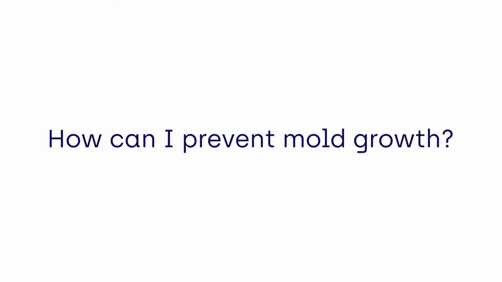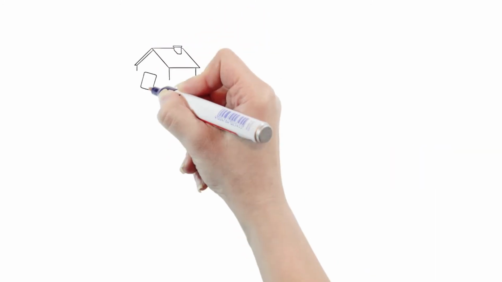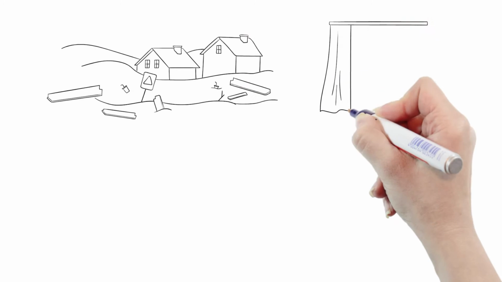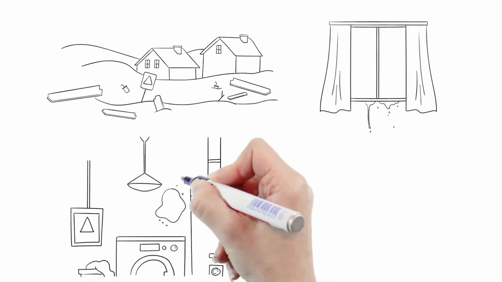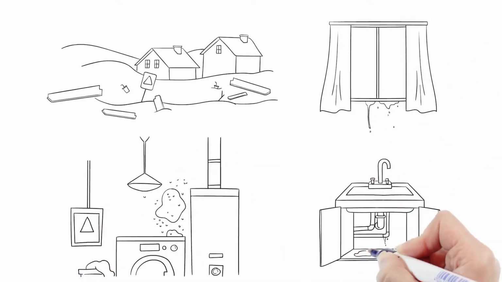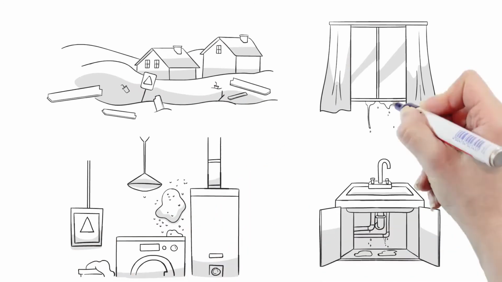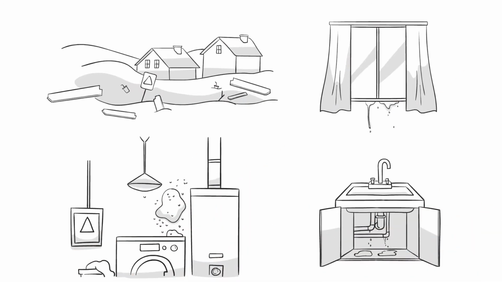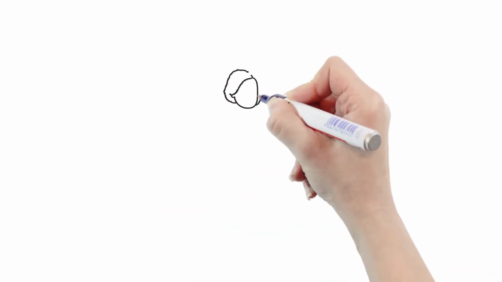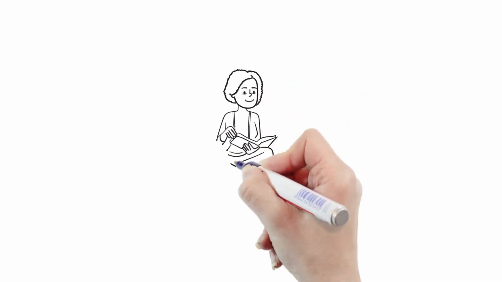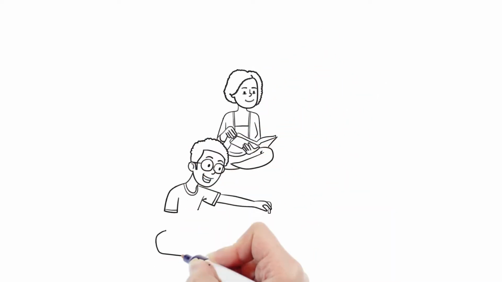How can I prevent mold growth? There are 4 major causes of mold damage in residences: floods, leaks in the building envelope, for example around window frames and roof, condensation, and unattended plumbing leaks. The key to preventing and stopping indoor mold growth is to control excessive moisture and condensation.